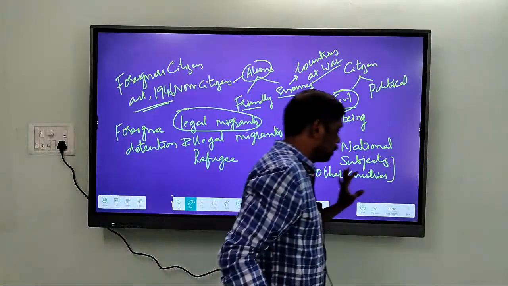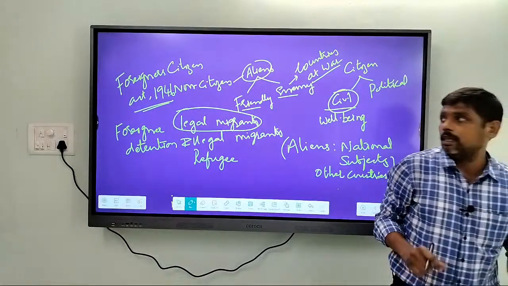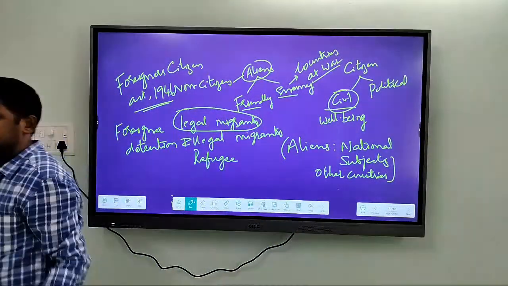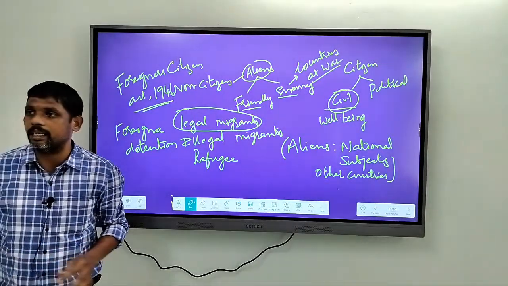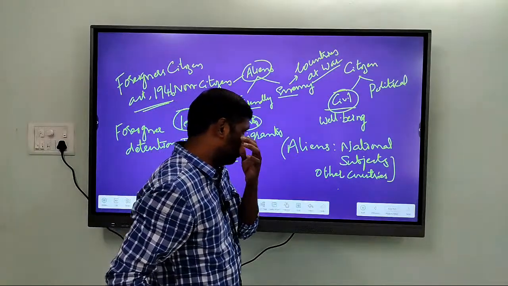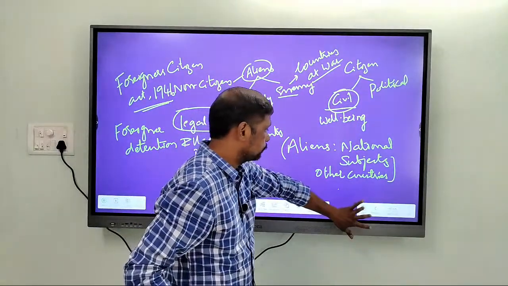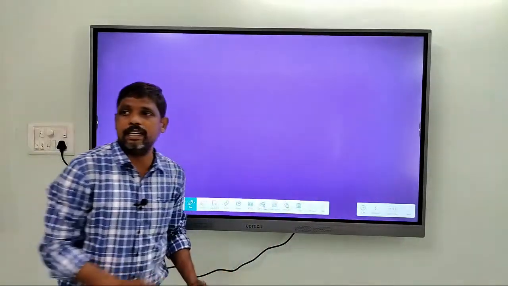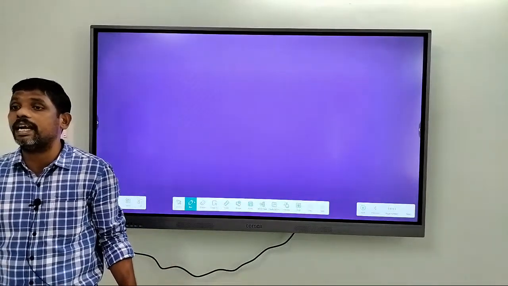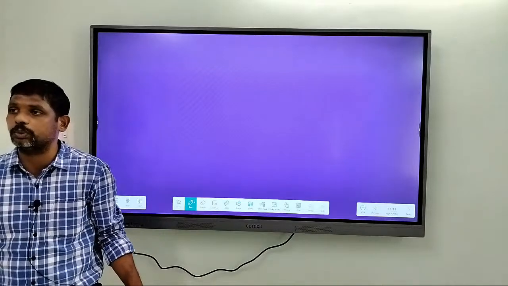So I think you are clear about these terms: citizen, alien, legal migrants, illegal migrants, refugees and their rights. Alright, let us now move towards the category of individuals who are regarded as citizens of India at the time of commencement of the constitution.